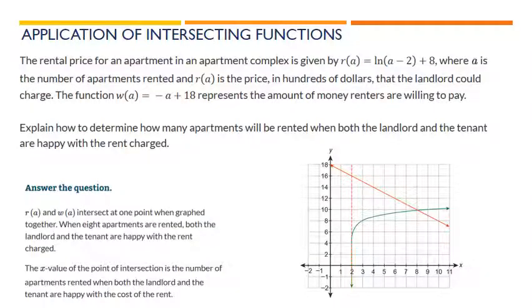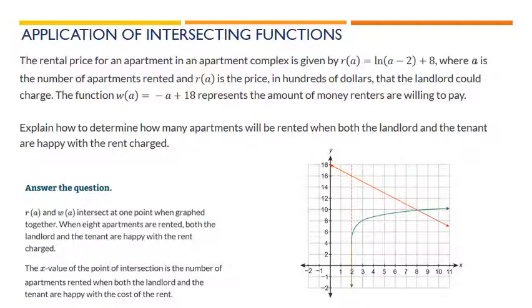All right, so let's look at the application. Now, where are we going to use this? Here's just an example. The rental price for an apartment in an apartment complex is given by R of A equals ln of A minus 2 plus 8, where A is the number of apartments rented and R of A is the price in hundreds of dollars that the landlord could charge.